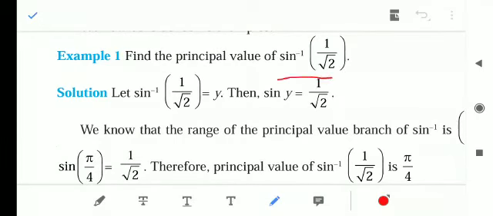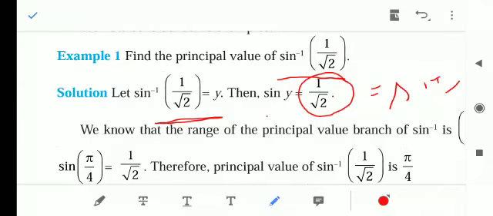Suppose sine inverse 1 by root 2 equals y, right? Then sine y equals 1 by root 2. Can you recall what is the value of 1 by root 2 in case of sine? Sine 1 by root 2 is the value of sine 45. Sine 45 is pi by 4. So sine pi by 4 is 1 by root 2. So we can write sine y equals sine pi by 4. So here y equals pi by 4.